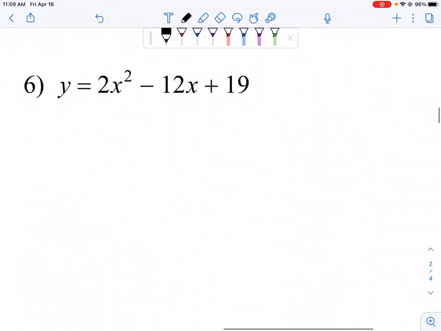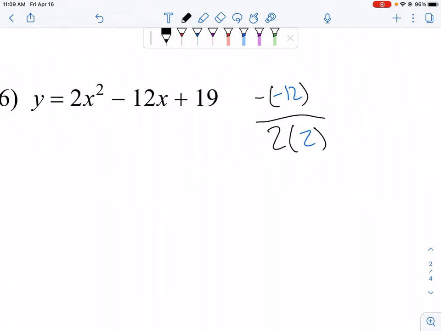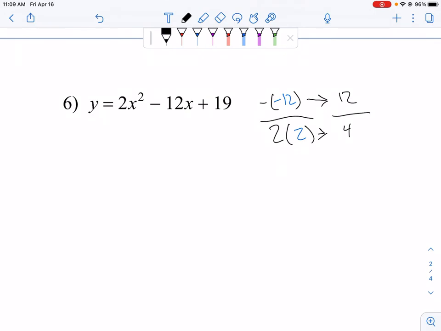All right, see how the numbers are getting larger now. So we're going to do negative b over 2a. My b value is negative 12, and my a value is 2. The opposite of negative 12, that's what this negative means, is positive 12 over 2 times 2, which is 4. And then 12 divided by 4 is going to make 3. So my axis of symmetry, my AOS, is x equals 3.